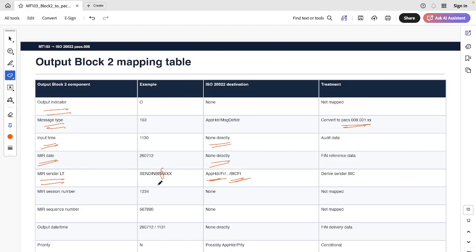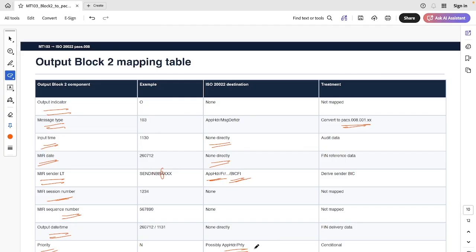Then we have the session number and sequence number. These are technical FIN references. They are generally not mapped to the pacs.008 business elements. Then we have output date and time, when the FIN network delivered the message. They may be stored in the technical audit trail, but they should not automatically become a part of the ISO 20022 PACS message format. And finally, we have the output priority. The output priority may potentially influence an app header priority, but only if the applicable ISO implementation defines a valid mapping.